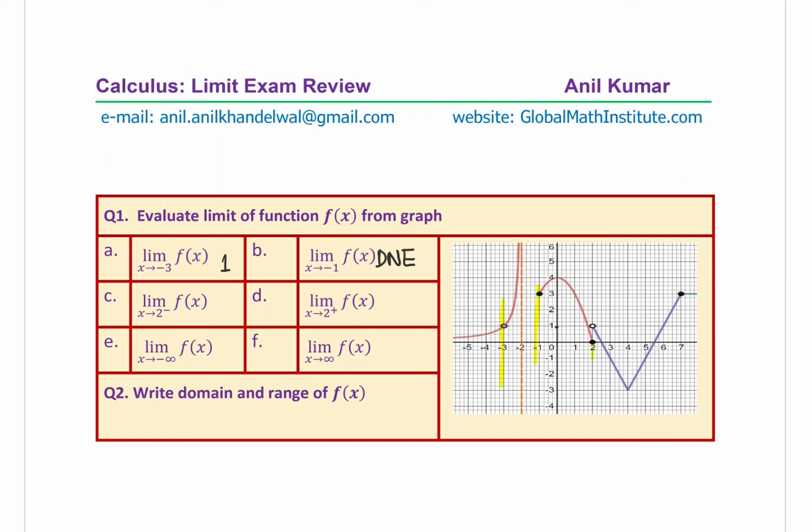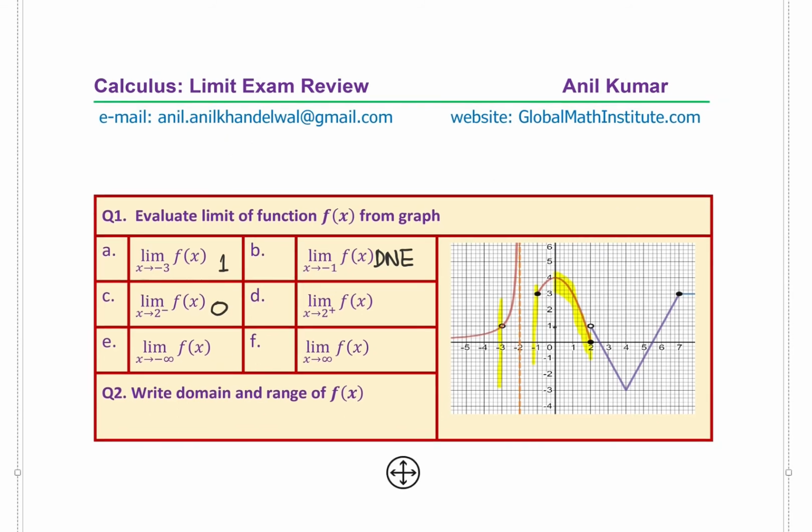C. Limit of f of x when you approach 2 from the left side. So we are approaching 2 from the left side. So we are actually on this part of the curve. So when you are on this part of the curve, you approach the value 0. And therefore, the answer in this case is 0. D. Limit of the function when you are approaching 2 from the right side. So from the right side, you can clearly see that you approach this value, which is 1, correct? So the answer for that one is 1.